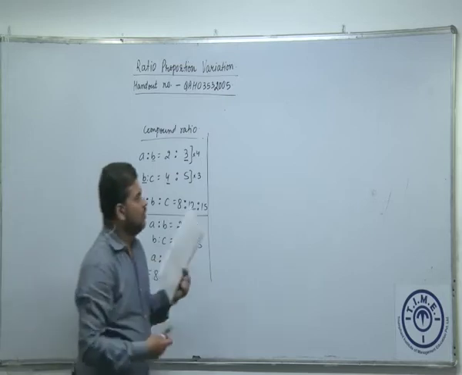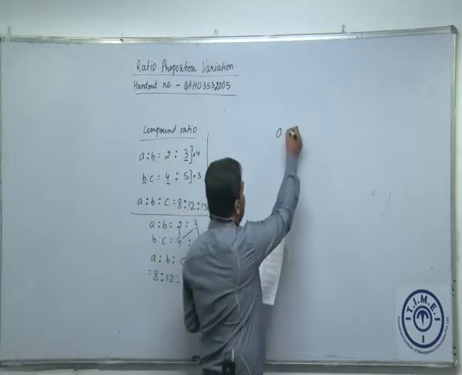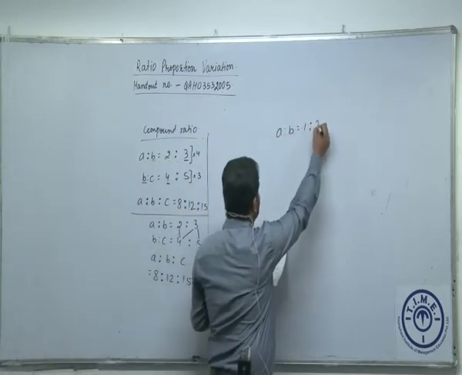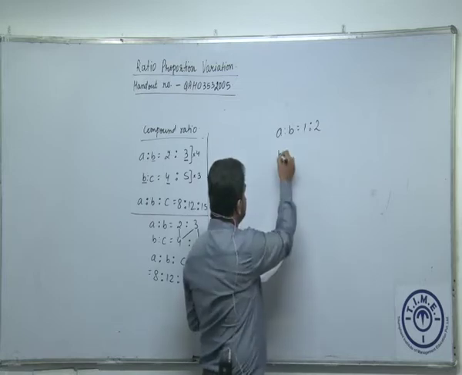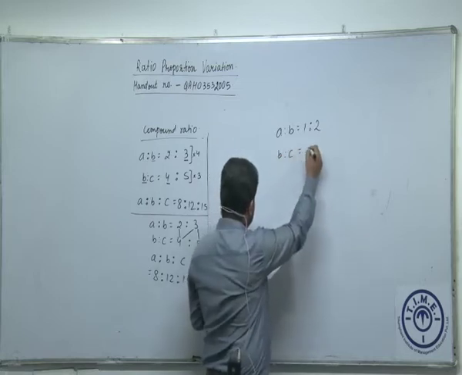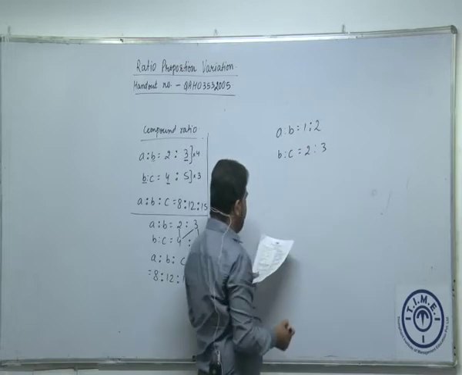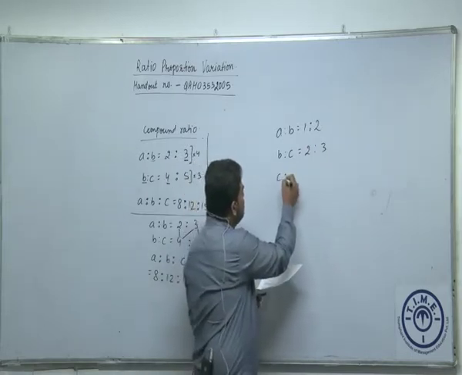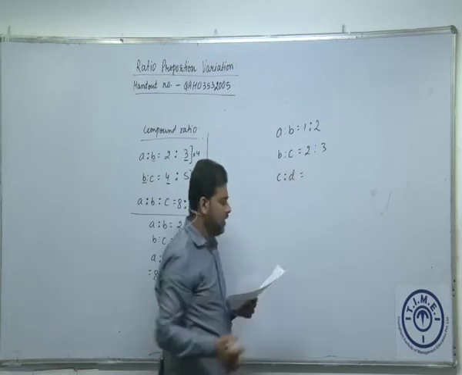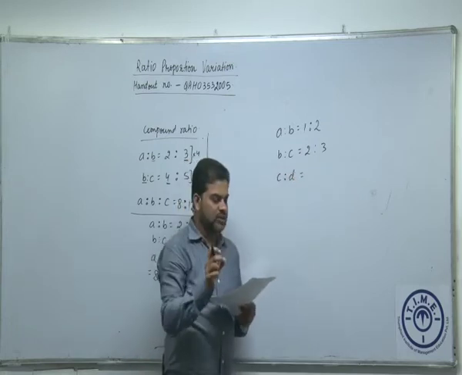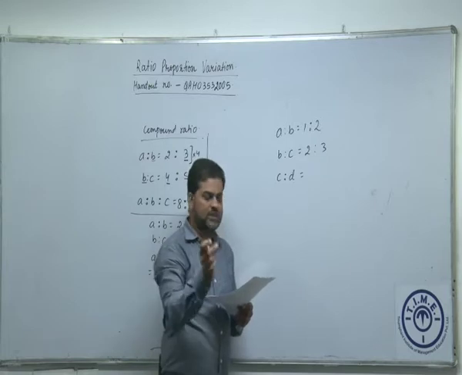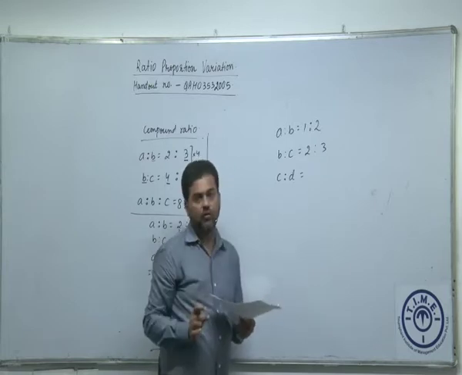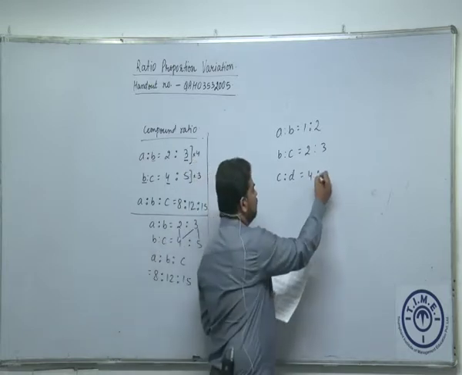Okay. So let us write it here. We have A is to B is 1 is to 2, B is to C is 2 is to 3, and D is to C is 3 is to 4. Just to make sure that these ratios are in continuation, I will write it as C is to D. So if D is to C is 3 is to 4, what should be C is to D? C is to D should be 4 is to 3. Okay, 4 is to 3.